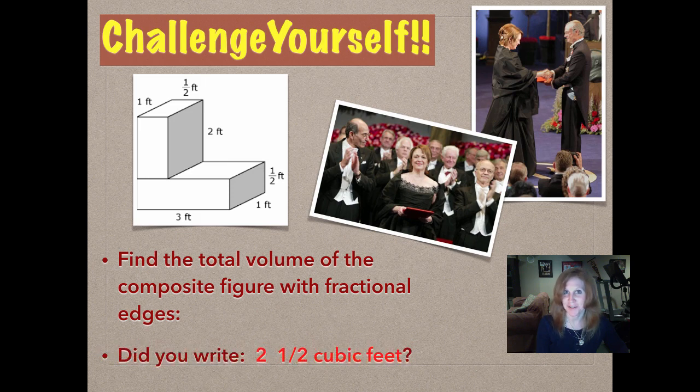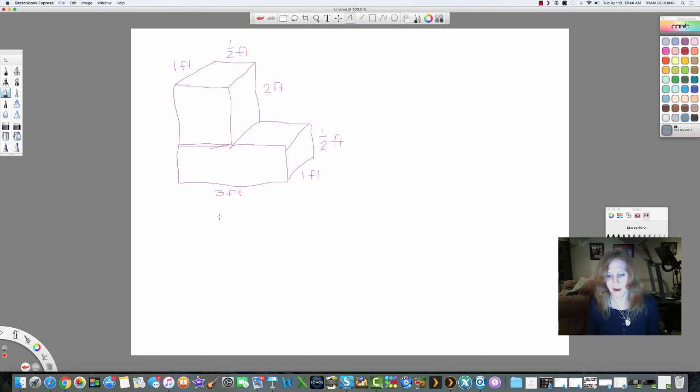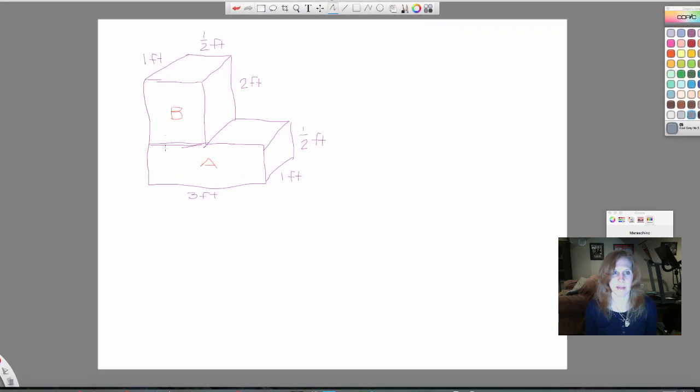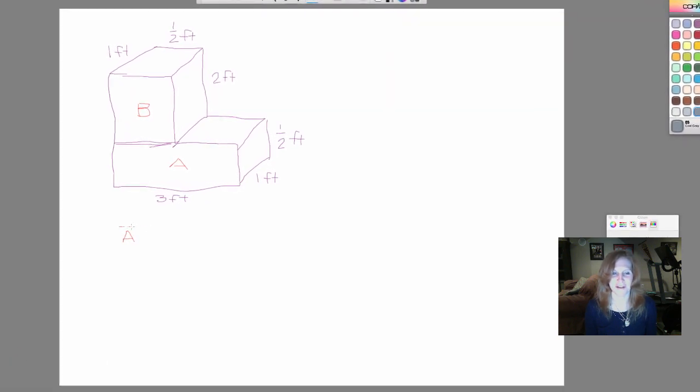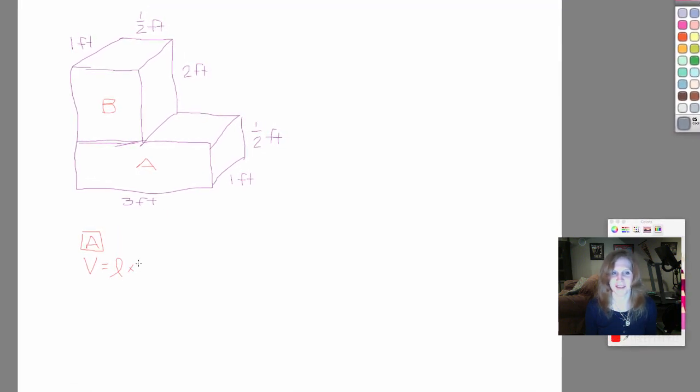Did you write 2.5 cubic feet? Let's see how we did that. Okay, so they even divided these for us. We're going to call this one A and this one B. So we'll find the volume of A first. Again, volume equals length times width times height. When you break it down, it's not as hard as it seems if you break it into all its separate parts. So the length of A is 3 feet.